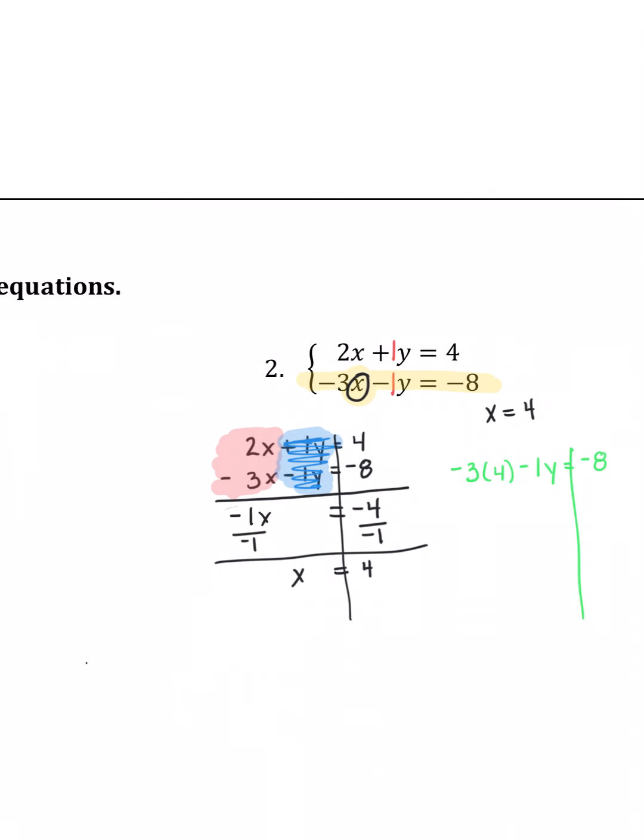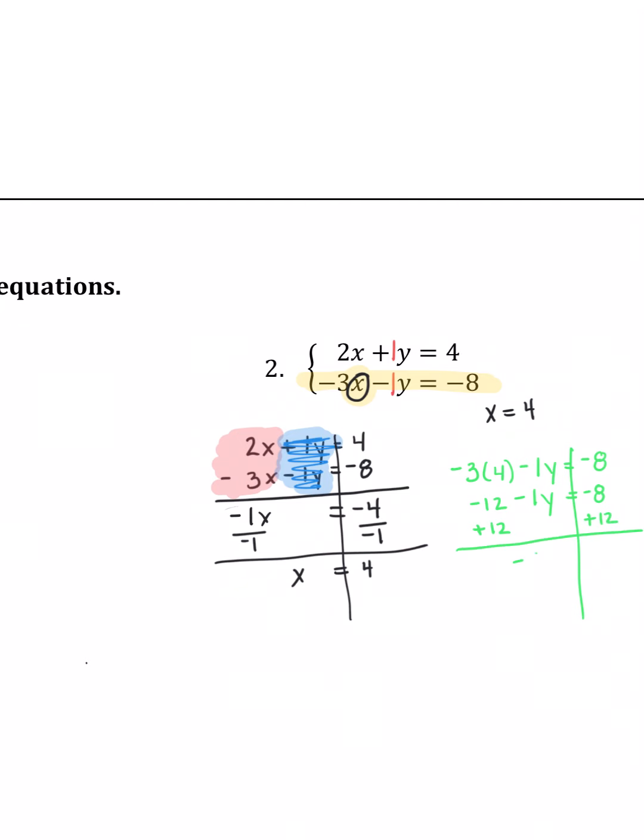Okay, I'm going to do as much simplifying as I can. When I have that negative 3 times that 4, that's going to give me a negative 12 minus 1y equals negative 8. Okay, and I want to leave that 1y for last. Right now, the 1y still has that minus 12 in it. The opposite of minus 12 is plus 12. So I'm going to add 12 to both sides.